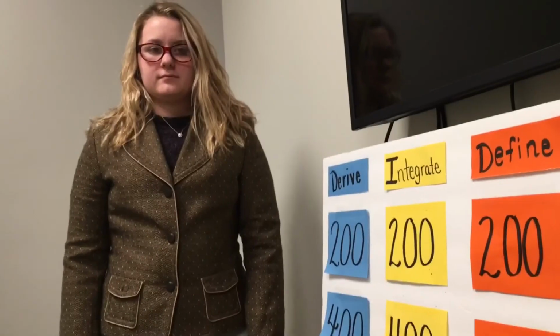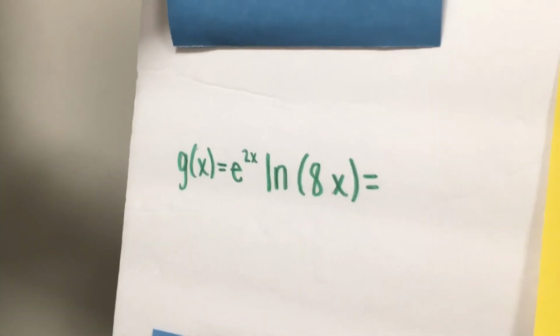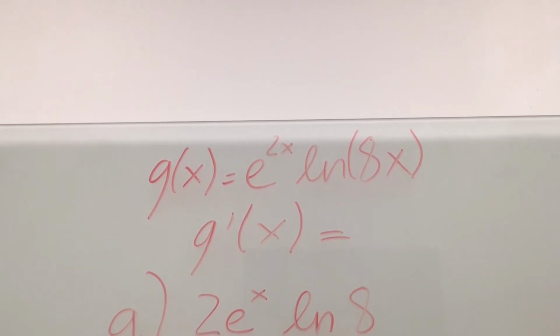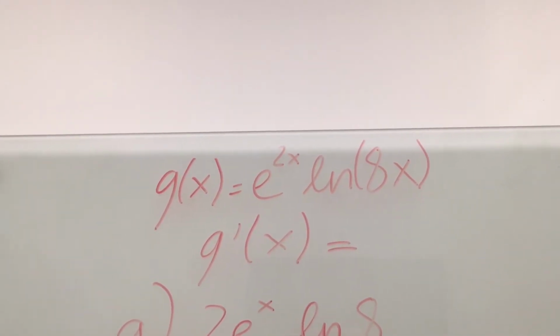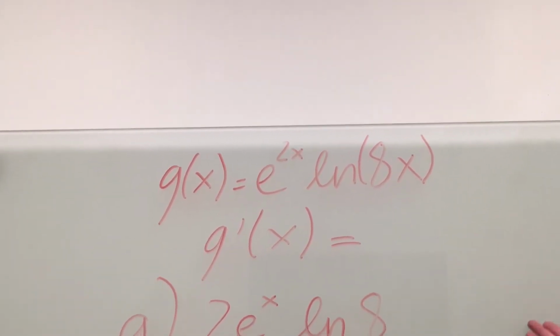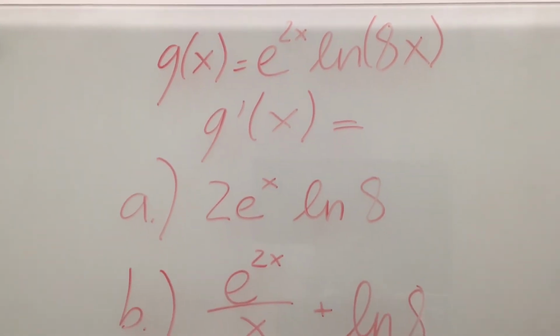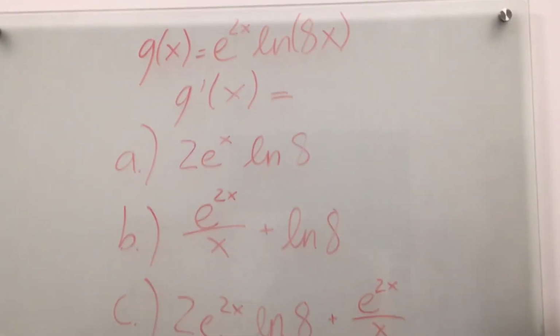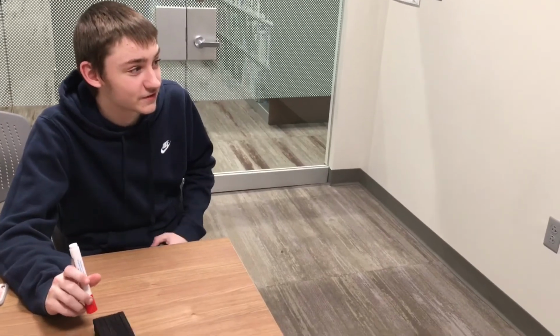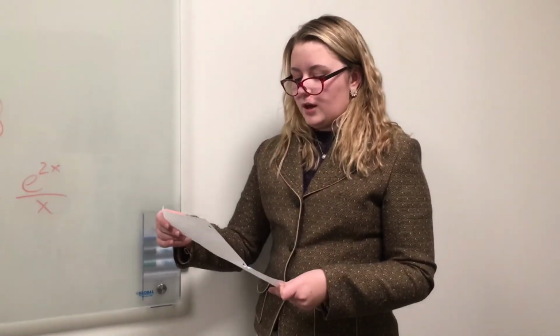Yes, I would like derive for 400. Okay. Derive this equation. G of x equals e to the 2x natural log of 8x. These are your choices. What's your answer? Is the correct answer C? That is correct.